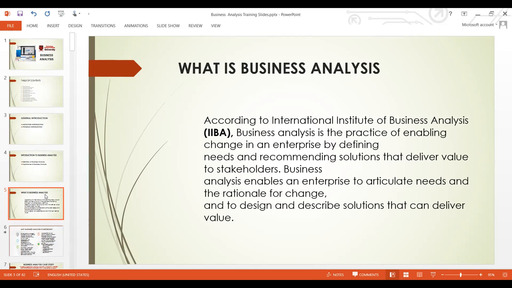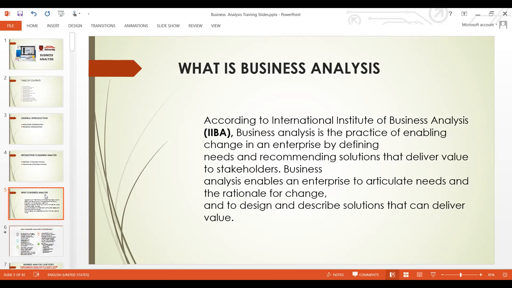So whatever we are doing here, we are drawing reference from this body, and they have a body of knowledge which they produce that is regarded as the best practice in business analysis, called the Business Analysis Body of Knowledge. And so that is what we are using for this training, and we believe it is the best authority in business analysis.